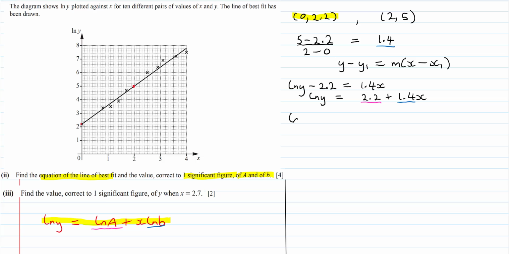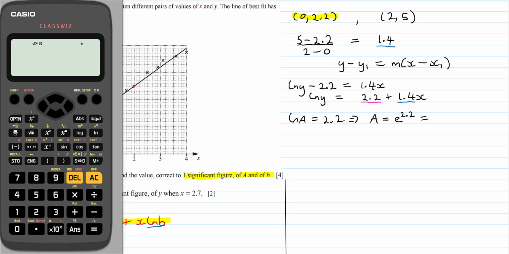So we have then ln a is equal to 2.2, and we just raise both sides to be a power of e to get rid of that natural log on the left hand side. So we have a is equal to e to the power of 2.2, and we'll just bring up our calculator to work that out. So we have e to the power of 2.2, and that is equal to 9.025, etc. And we need that to one significant figure, so we have a is equal to 9.